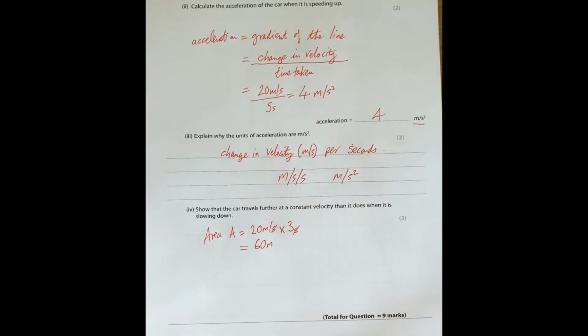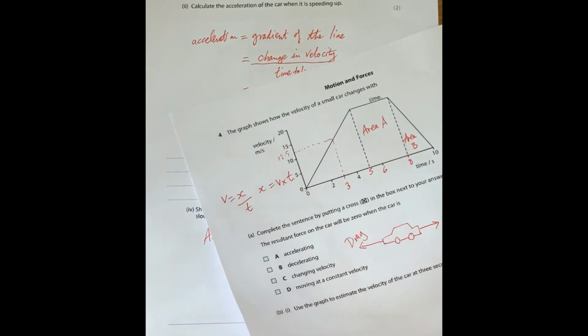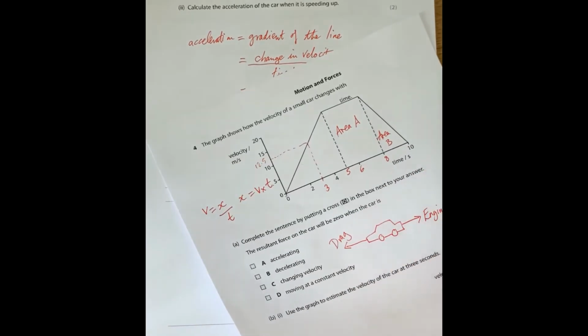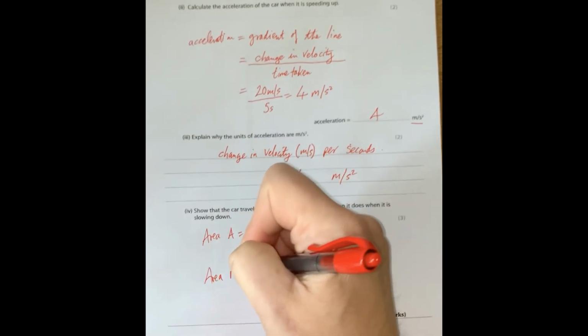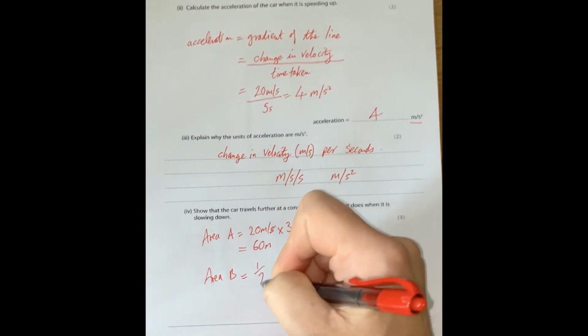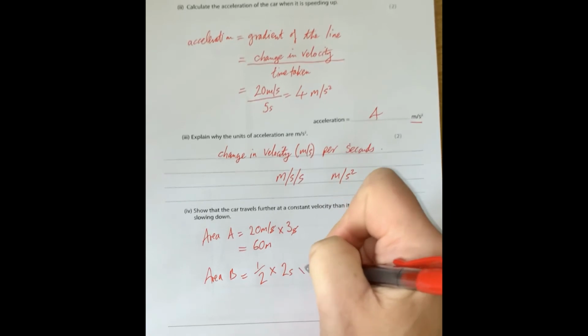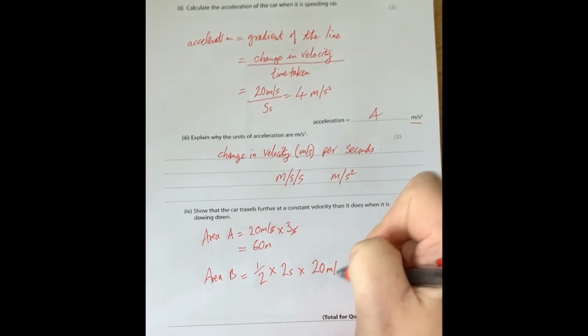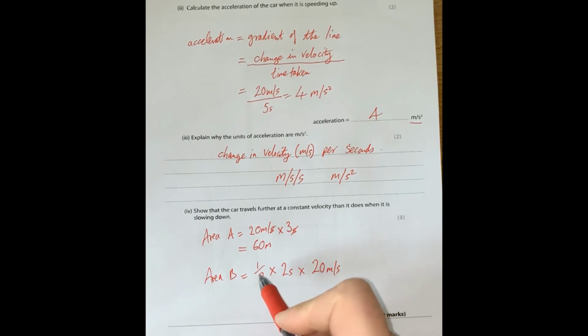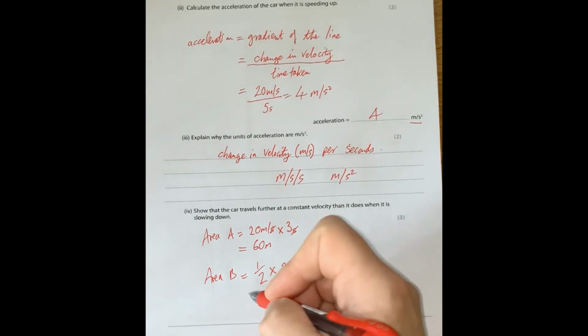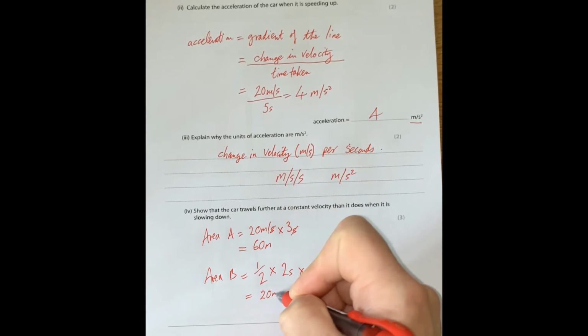And then if we go back and have a look at 2 seconds decelerating from 20 down to 0, this is the area of a triangle. The area of a triangle, so area B, will be half the base, which is 2 seconds, times the height, which is a change in 20 meters per second. So half times 2 is 1, times 20, that's going to come out as 20 meters.